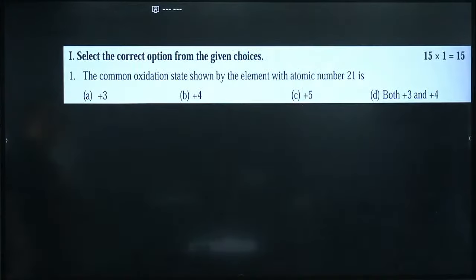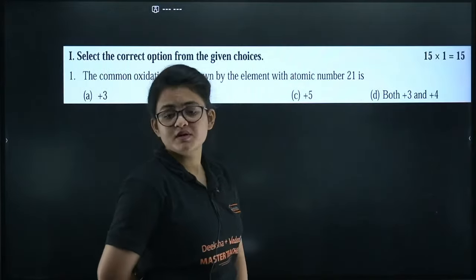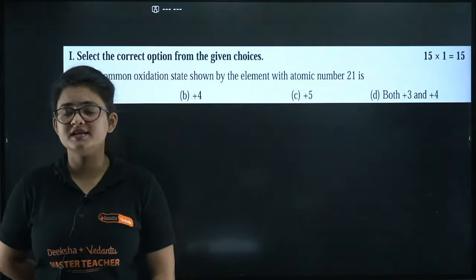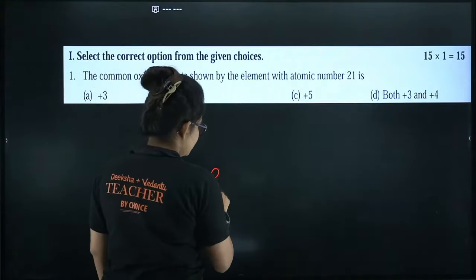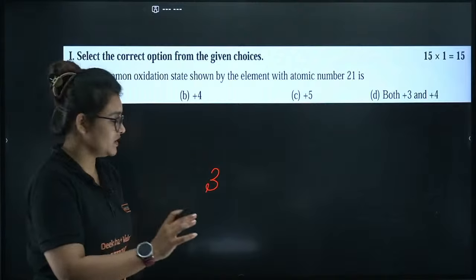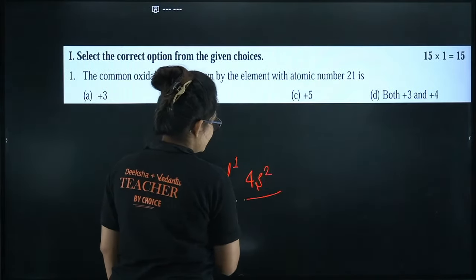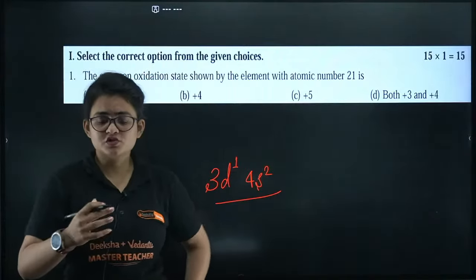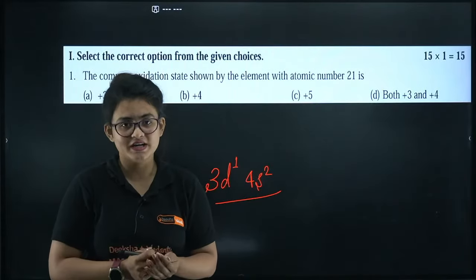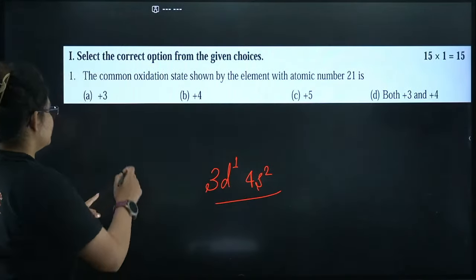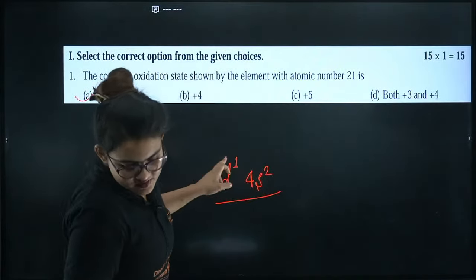Let's proceed. Here you can see the common oxidation state shown by the element with atomic number 21. So atomic number 21 is scandium, right? So scandium electronic configuration, I'm just writing the valence electronic configuration, okay? So that is basically 3d1 4s2. Okay, so if you release this 3d1 4s2, it will get the noble gas like configuration, right? So most common oxidation state, thus it's +3. Okay, let's proceed.